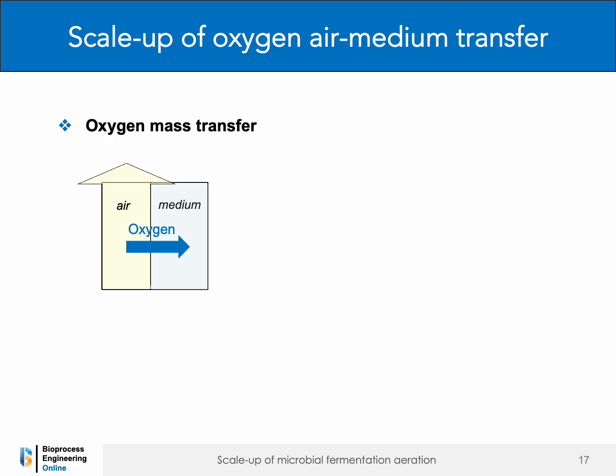In addition to scaling up the airflow rate that supplies oxygen to the fermenter, it is also essential to consider the scale-up of oxygen transfer from the gas phase to the liquid phase. Only a fraction of the oxygen entering the fermenter is actually transferred into the liquid medium. This oxygen transfer is governed by gas-liquid mass transfer phenomena, involving diffusion and convection at the gas-liquid interface.